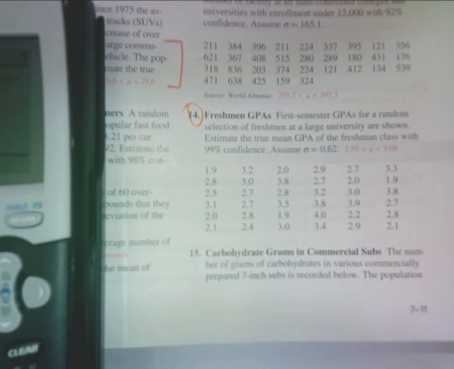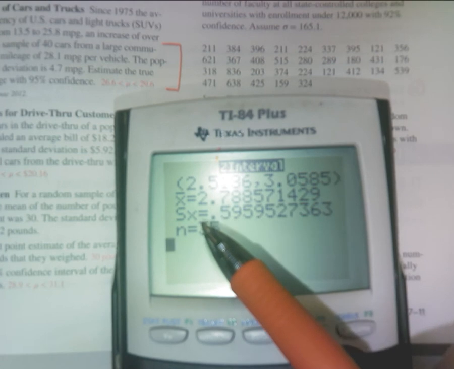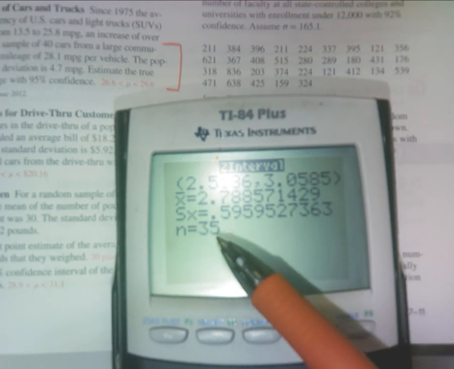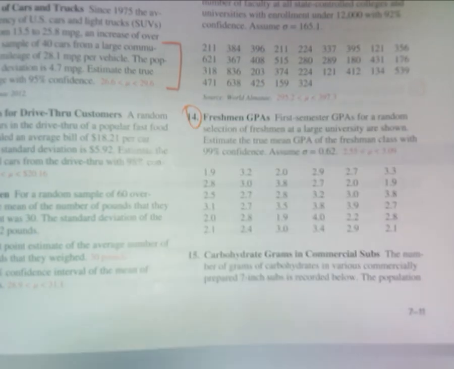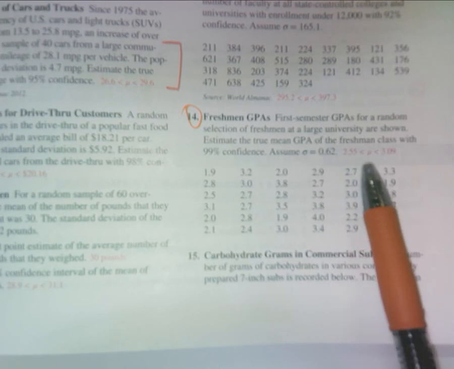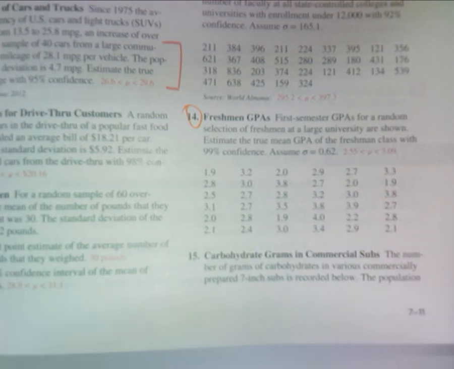Can you see it? It actually gave you X bar also. It actually figured that out. And what is SX? That's your sample standard deviation. So they actually gave you the sample standard deviation too. And then all you'd have to say is, I'm 99% confident that the mean average GPA for freshmen is between 2.5 and 3.0.